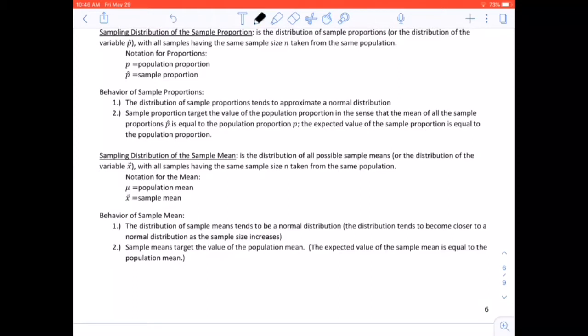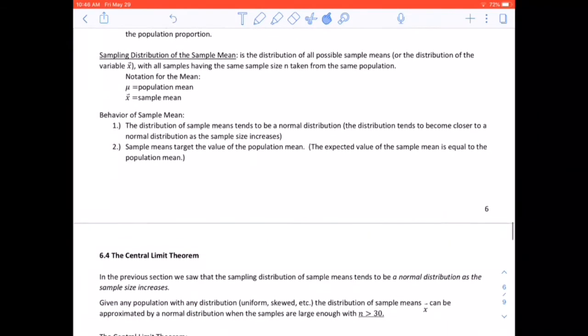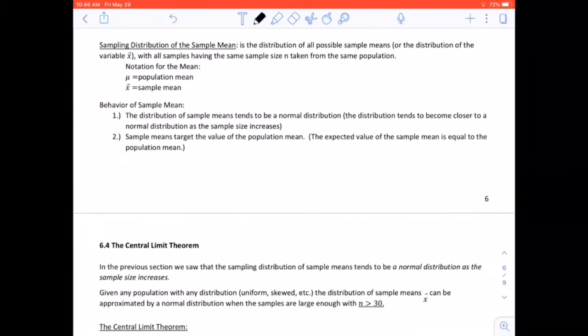And then we have the sampling distribution of the sample mean. This is the distribution of all possible sample means, or the distribution of the variable x bar with all samples having the same sample size n taken from the same population. The notation for this is mu is our population mean and x bar is our sample mean, again like we saw earlier in the semester.